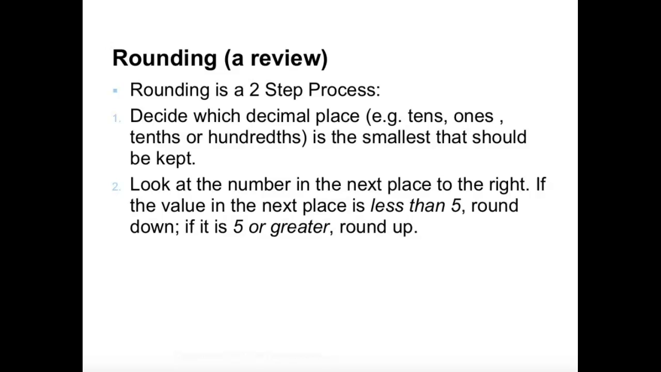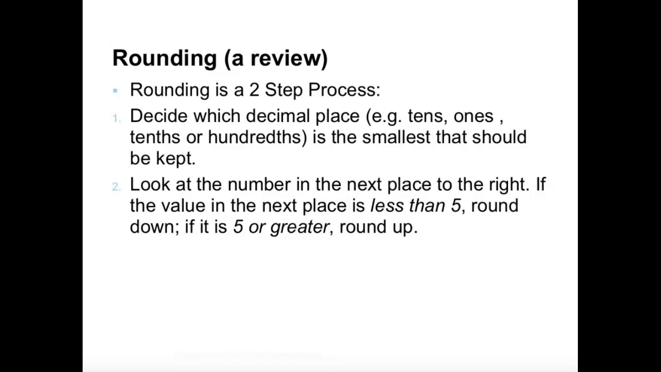Okay, just a quick review on how to round appropriately. It's a 2-step process. Step 1, decide which decimal place is the smallest that should be kept, and we'll talk about how to make that decision. There are some rules to that when you're dealing with significant digits. But first, make that decision. What's the smallest decimal place that should be kept? Then step 2, look at the number in the next place to the right.